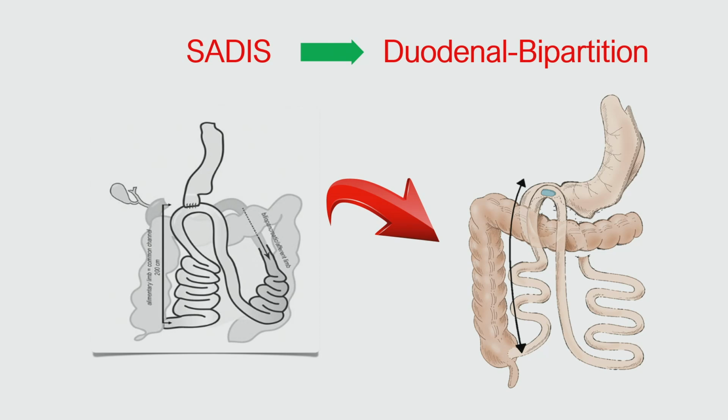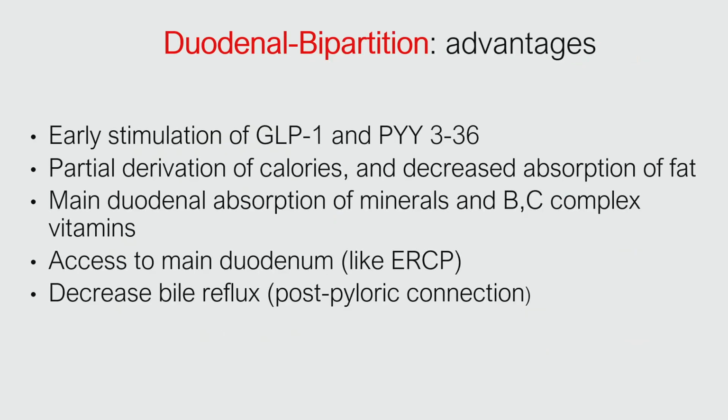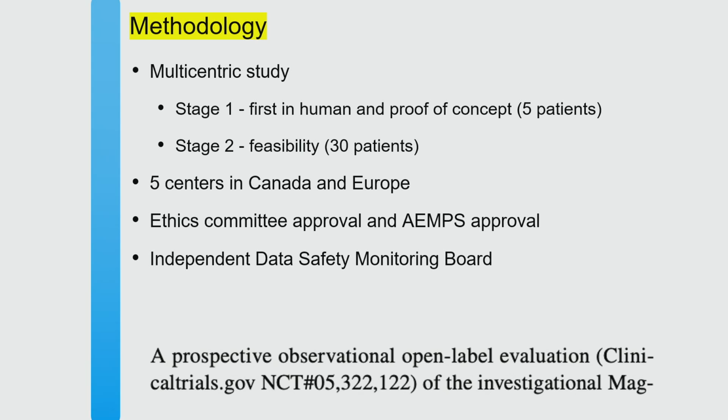This is going to be to perform duodenal ileal anastomosis. Now Dr. Gagné will deal with that, but see the theoretical advantages of this duodenal bipartition: the early stimulation, going to the ileum earlier, partial derivation of calories, maintained duodenal absorption, access to the main bile duct, and decreased bile reflux. We have performed a study.